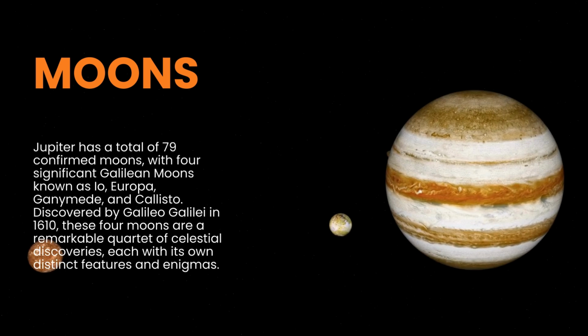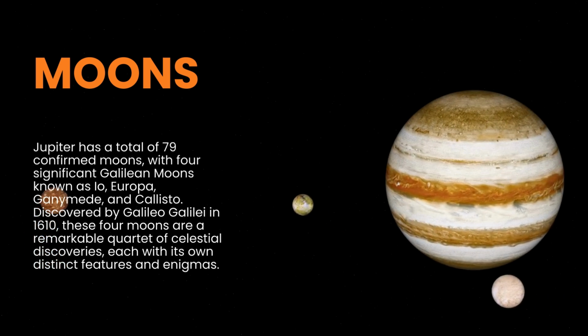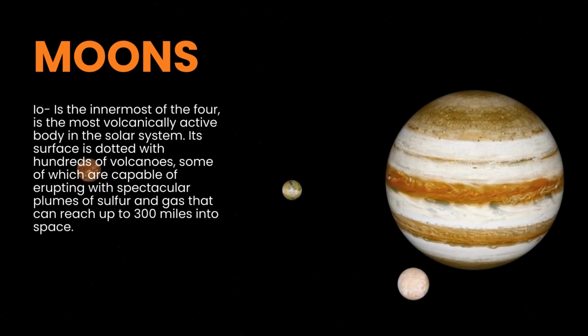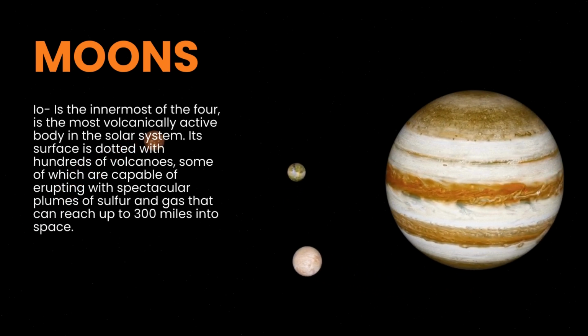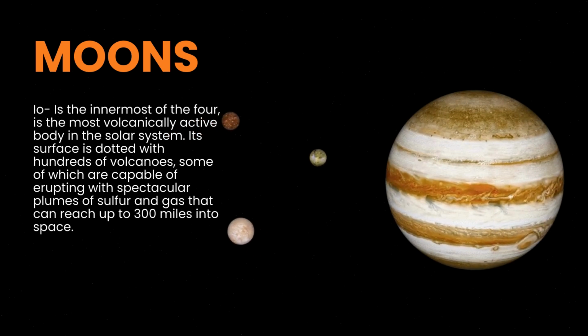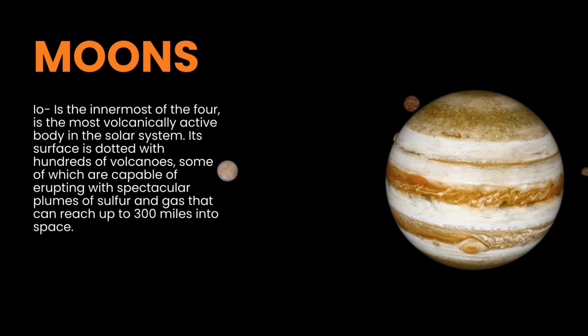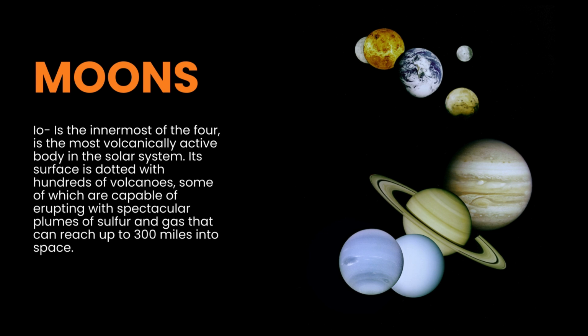Jupiter has a total of 79 confirmed moons, with 4 significant Galilean moons known as Io, Europa, Ganymede, and Callisto. Discovered by Galileo Galilei in 1610, these 4 moons are a remarkable quartet of celestial discoveries, each with its own distinct features and enigmas.